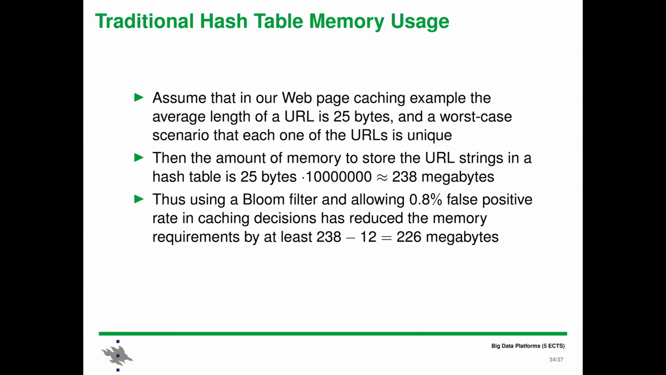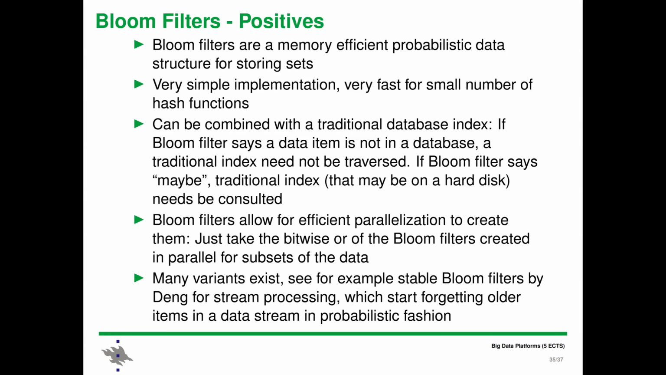And then if we do a calculation of what a traditional hash table would take as memory, let's say that the hash table entries would take 25 bytes, then having 10 million URLs would take 238 megabytes. And the Bloom filter we had was 12 megabytes in size. So by allowing a 0.8% false positive rate in caching, we have reduced the memory requirement by 226 megabytes.